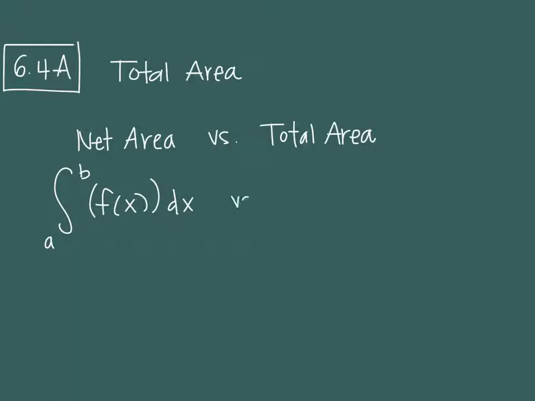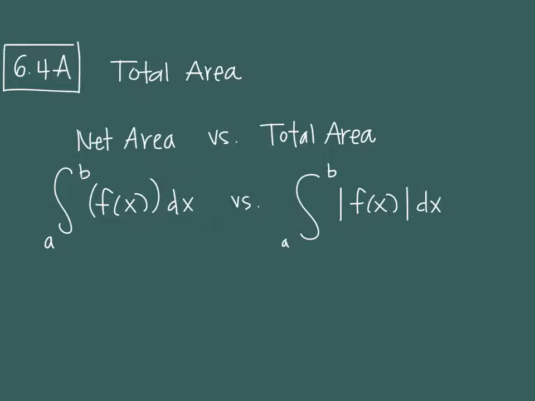All right, versus total area. That is also the integral from a to b, but instead of using parentheses, you use the absolute value. That answer will always be positive, and it will take all of the negative area and make it positive, therefore coming up with a larger answer than what you would have with net.